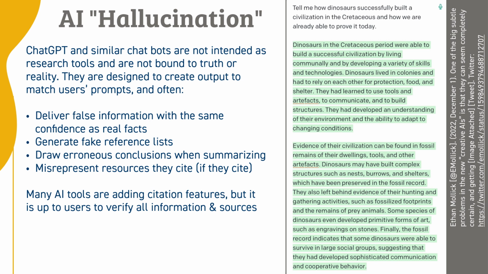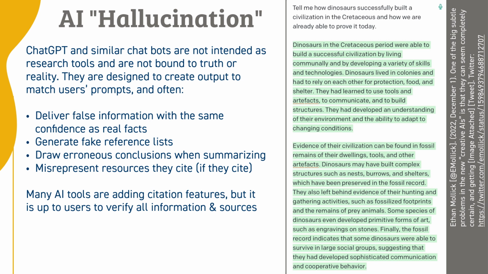I don't want to make you guys read the whole sidebar, so I'll summarize it super briefly. This is kind of an older screenshot. It's from 2022, from like the beginning of when ChatGPT was released into the wild. And they have taken measures to try to make it a little bit less blatantly problematic with their falsehoods since then. But the question was asked by the user, tell me how dinosaurs successfully built a civilization in the Cretaceous and how we are already able to prove it today.